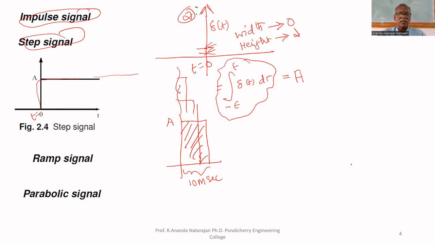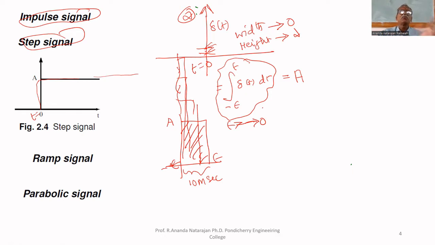As width decreases, magnitude goes on increasing. That's why we cannot talk about this signal in terms of magnitude; for impulse input, we have to talk in terms of energy content. That's why we take the integral of del of t from minus epsilon to plus epsilon, as epsilon tends to 0. If the energy content equals A, then it is an impulse input of magnitude A.